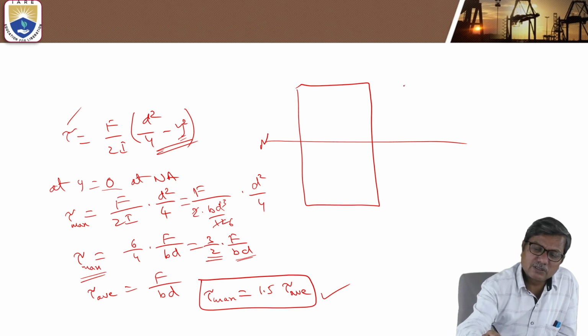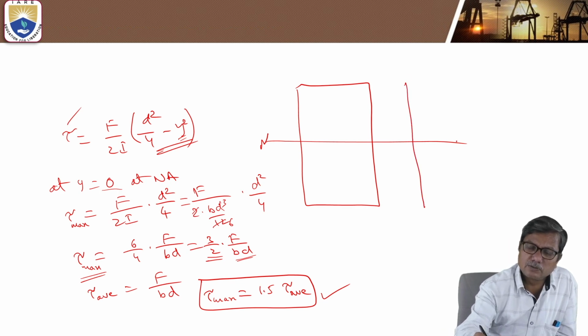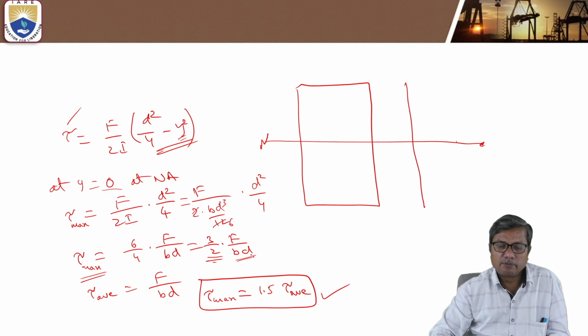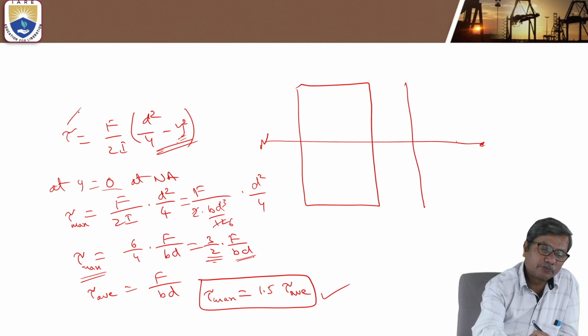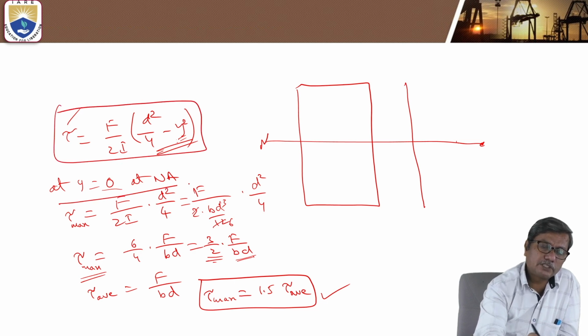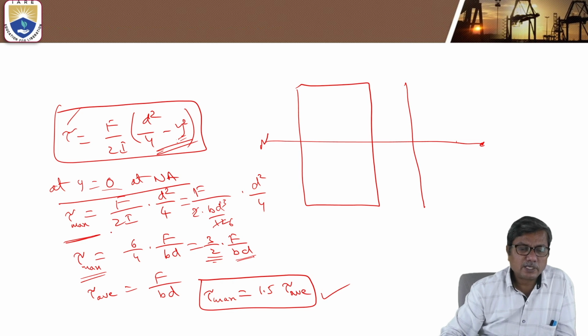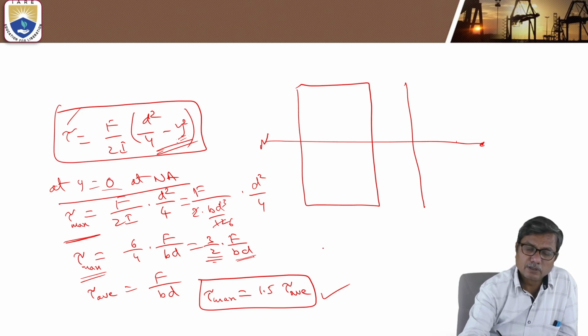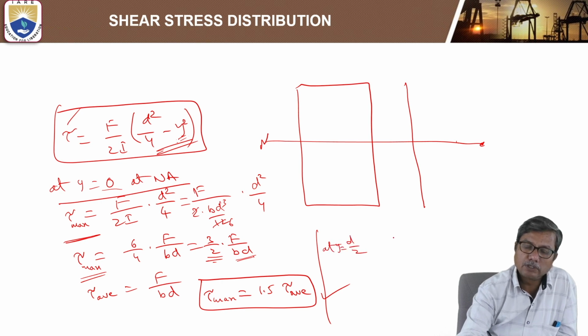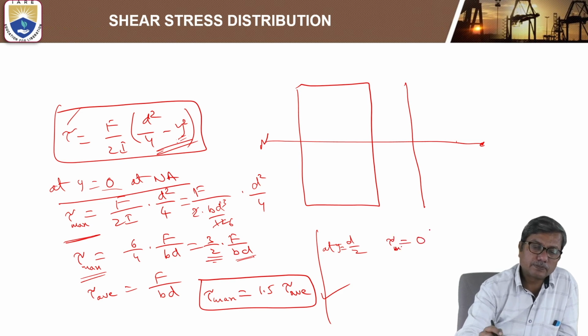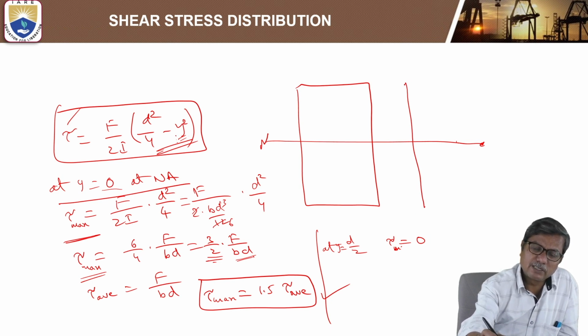So if you draw this distribution now, the maximum shear stress is 3 by 2 into F by b. At y equal to 0, from this equation, you will have maximum shear stress. Now at y equal to plus d by 2 or minus d by 2, that means at the bottom end or top end, you will have zero shear stress, tau is equal to 0.